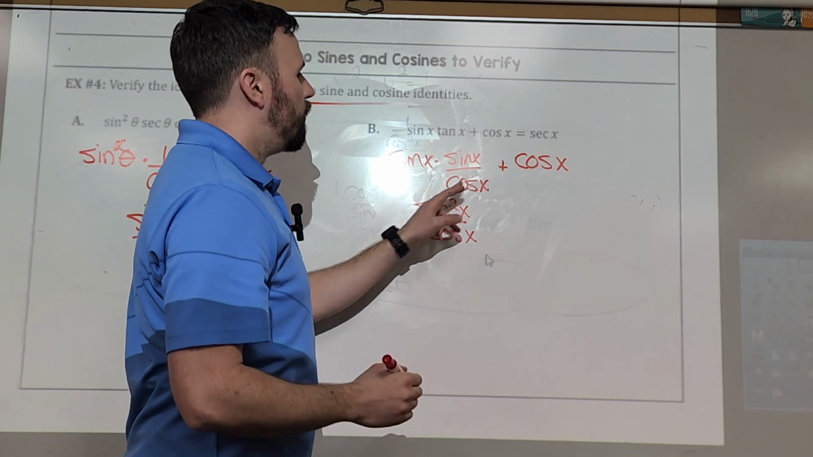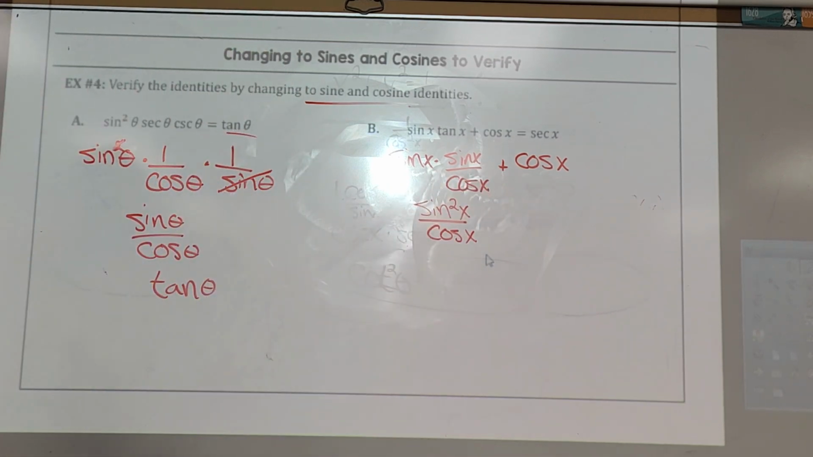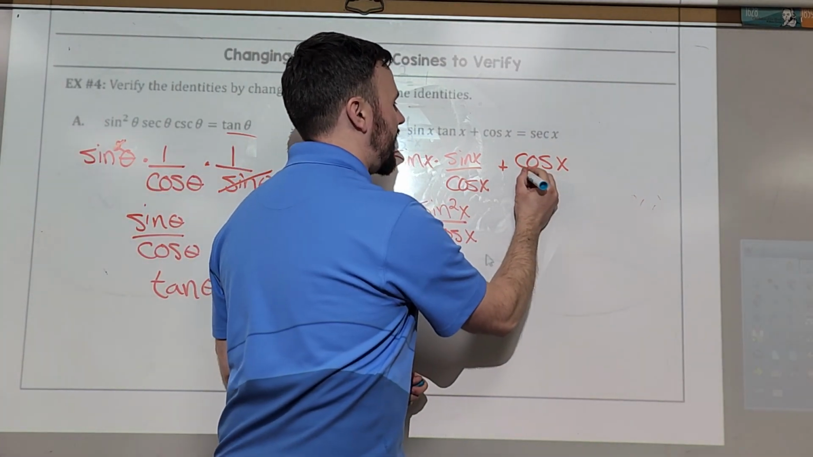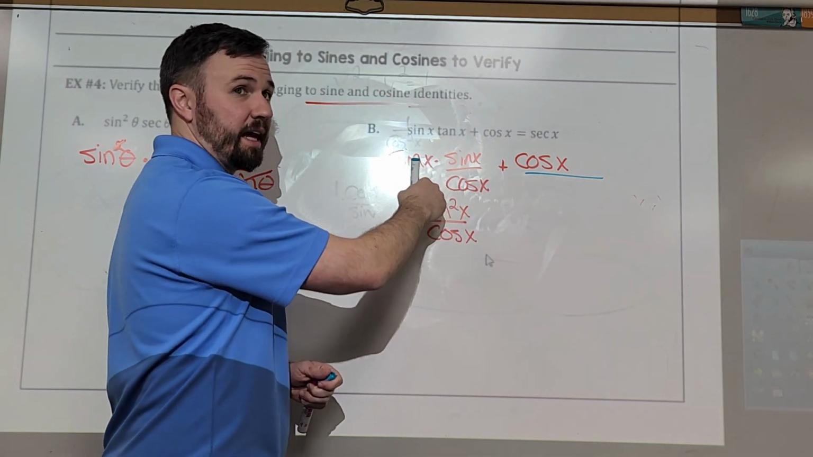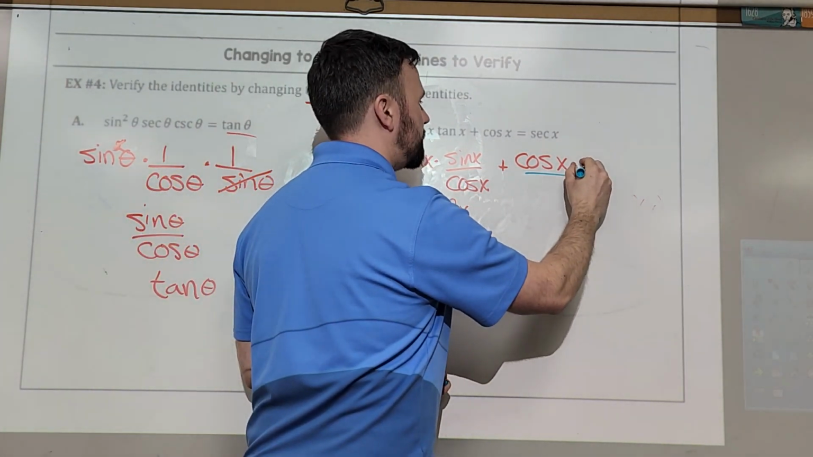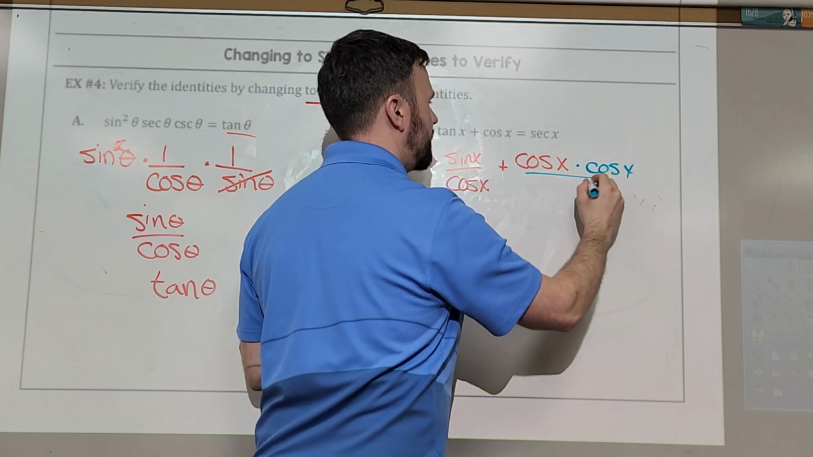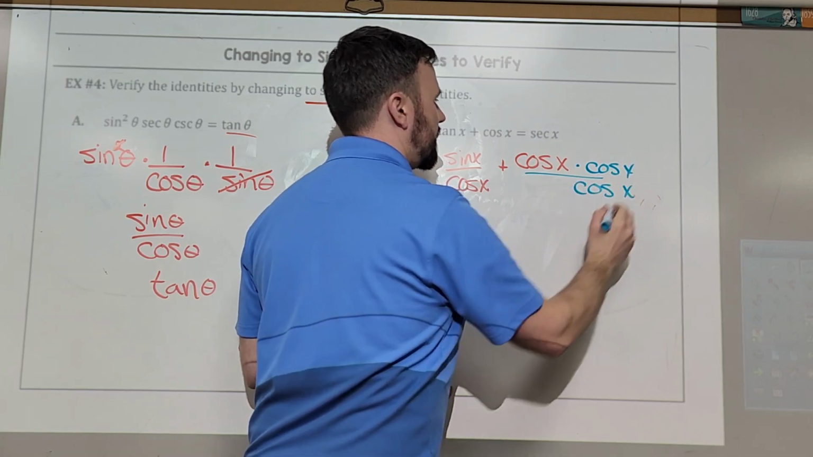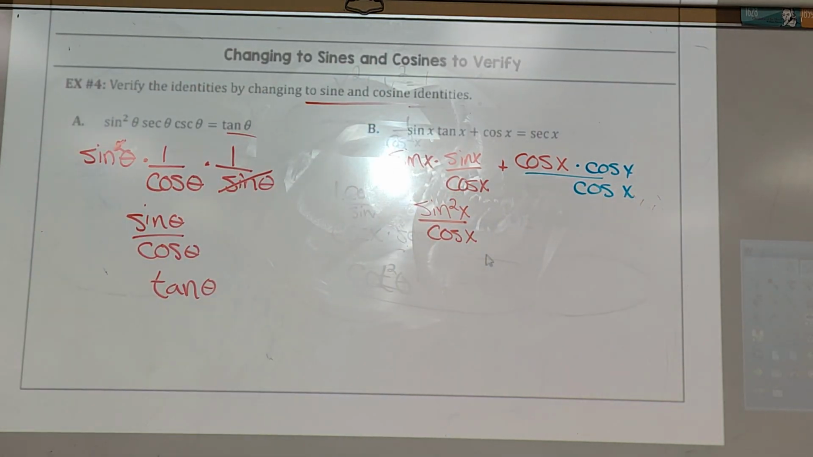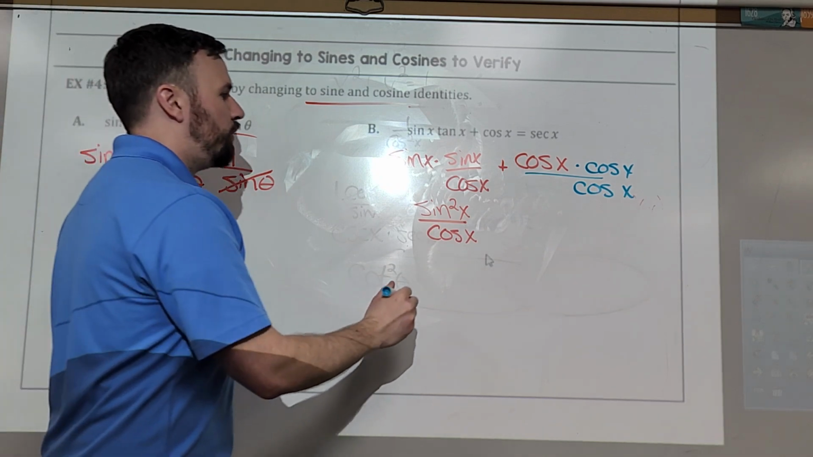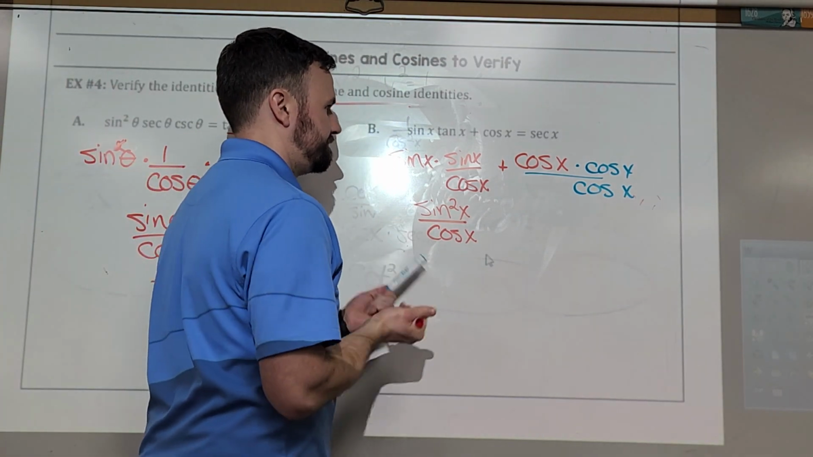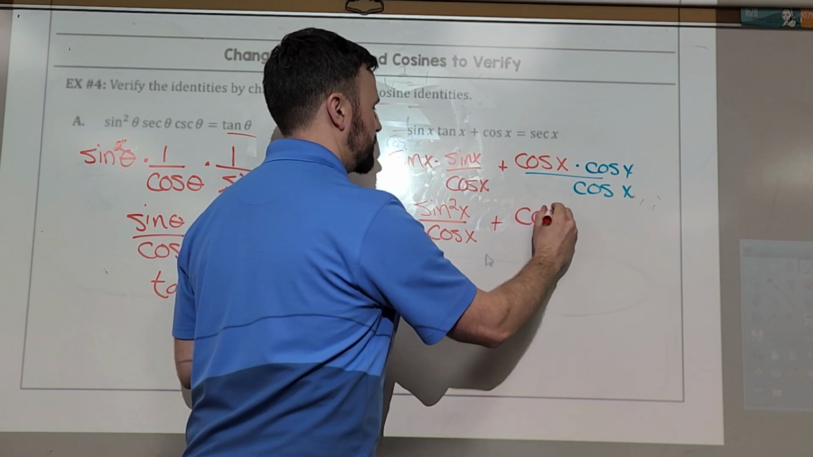Now, why can't I add these together yet? They don't have a common denominator. So what do I have to do to this side to make it so I can add to this side? I have to times it by cosine over cosine, right? Again, there's a lot of algebra in this, but I need a common denominator so I can combine them. What is cosine times cosine? Cosine squared.